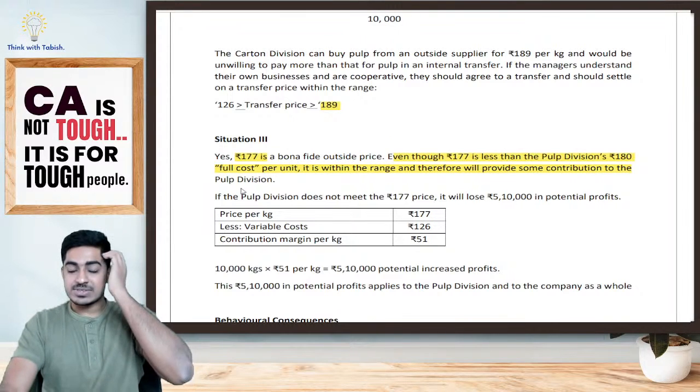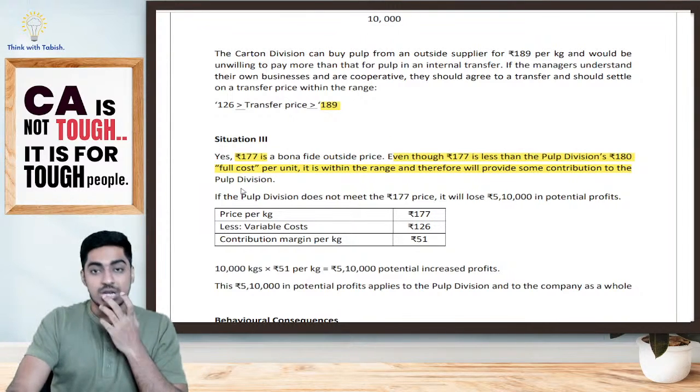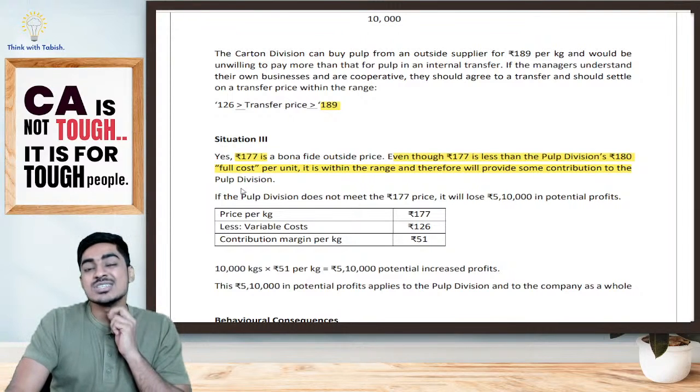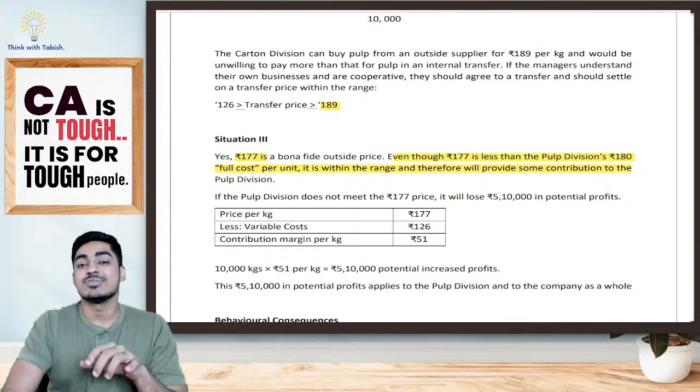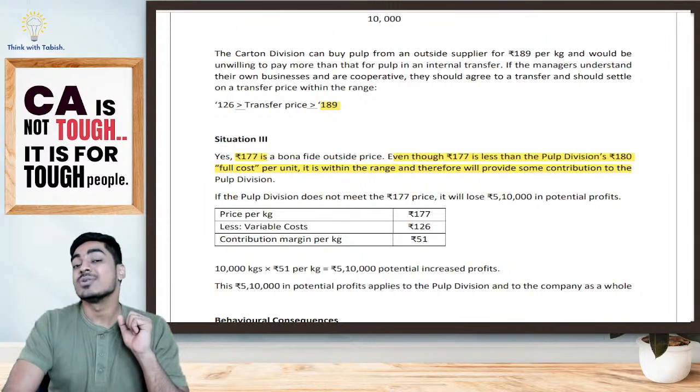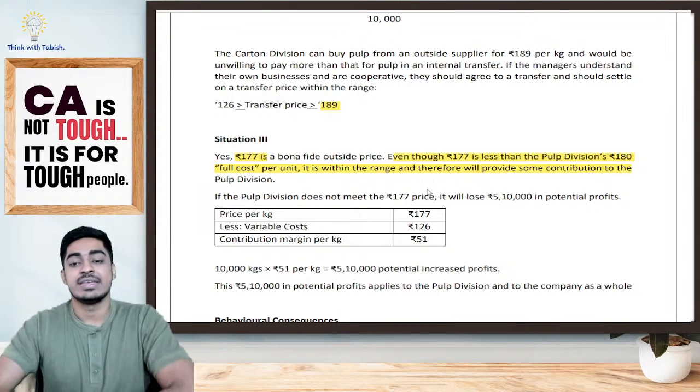I told you pulp division will have a moral dilemma, saying that my full cost is 180 but I'm getting 177 only. You need to tell them that they are recovering fixed cost now. Otherwise, you will not be in a position to recover your fixed cost as well. Keep that in mind.